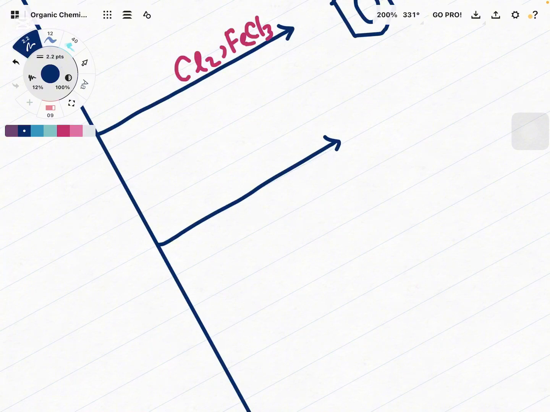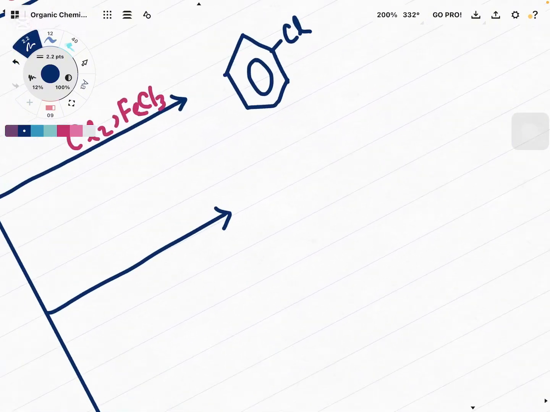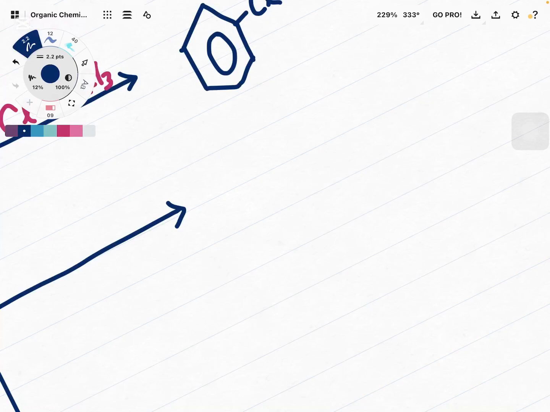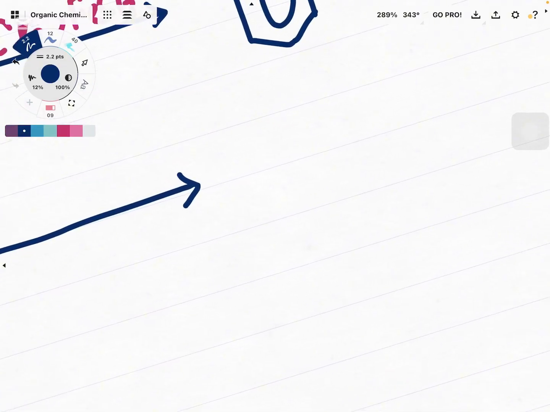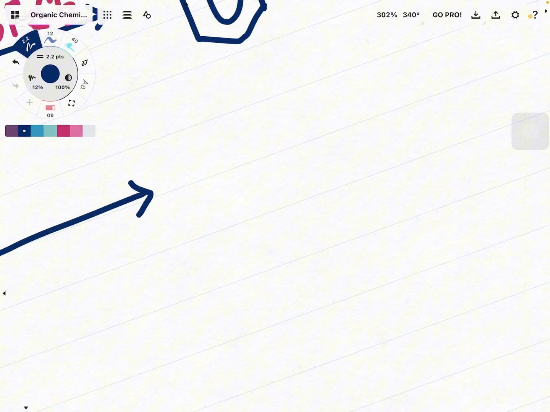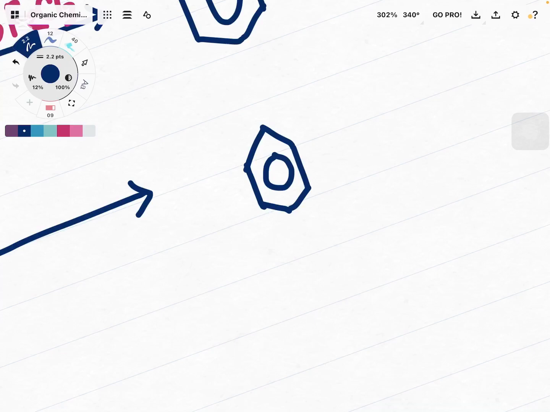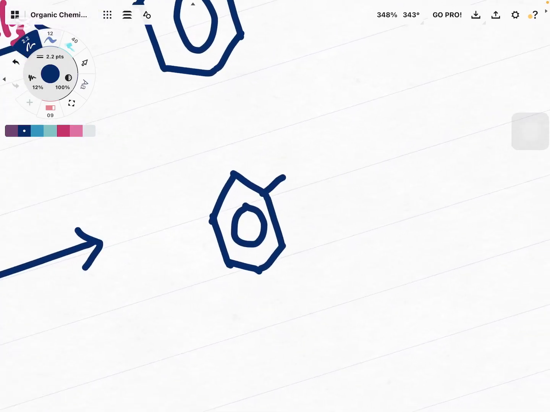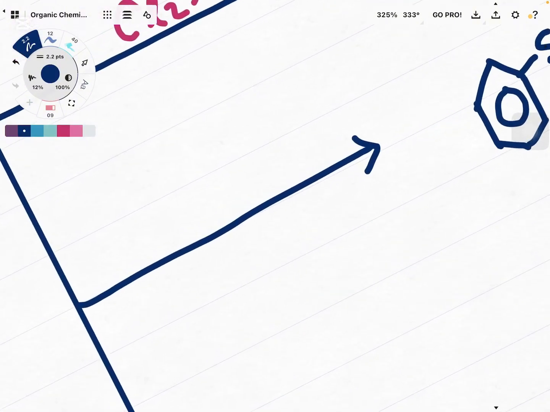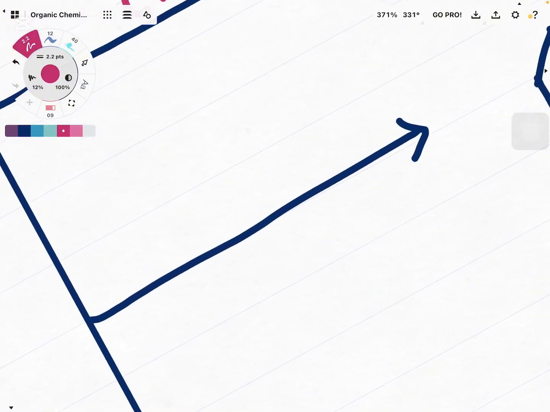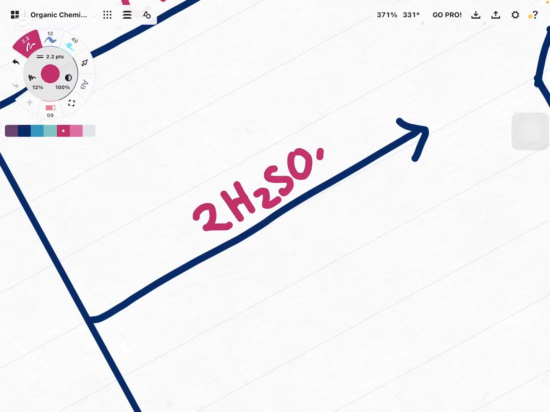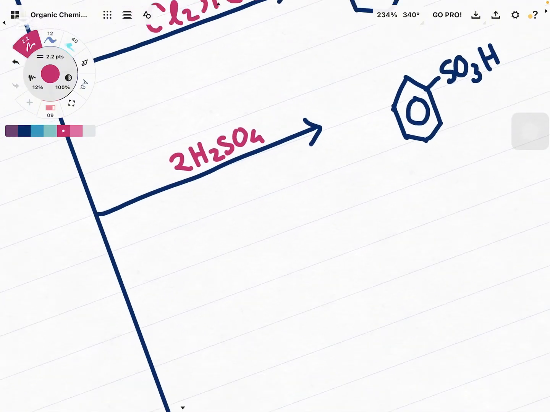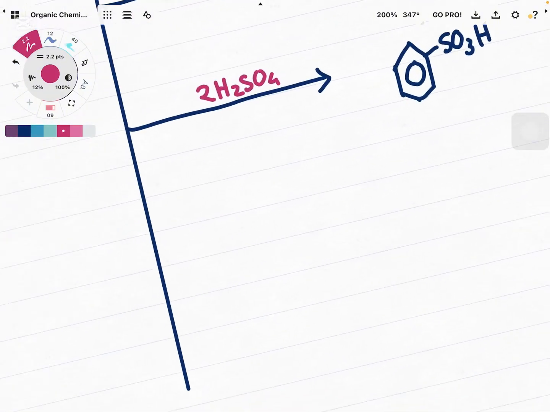Going to our sixth reaction, it is sulfonation. So the product here is benzene sulfonic acid. Okay, so it looks something like this. And the catalyst is sulfuric acid. The process is the sulfonation process.